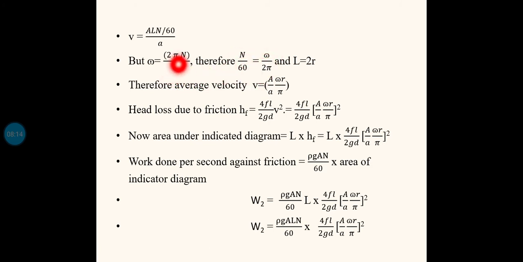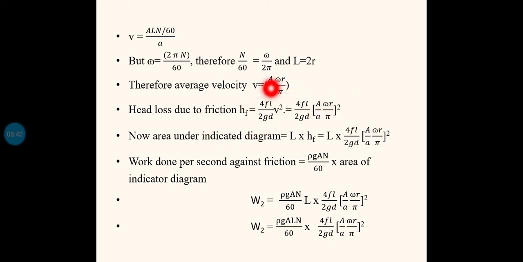So n by 60 equal to 2 pi is taken to the other side, therefore n by 60 equal to omega by 2 pi, and we have L equal to 2r. Now substituting these two in this equation, instead of n by 60 we substitute omega by 2 pi, and instead of L we substitute 2r. Therefore the average velocity becomes V equal to A by a omega r by pi. In the earlier case the velocity was A by a omega r. Here it is divided by pi, that's the only difference.